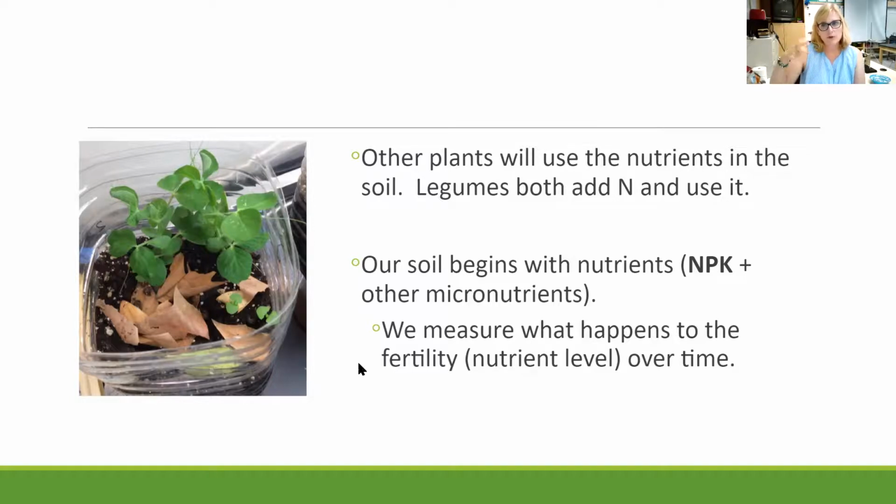So in our soil probes, we measure the fertility level over time, and we're going to see it's either going to drop or raise. Usually it drops because the plants are going to use up those nutrients in the soil, but we're going to try and add them in some ways too.